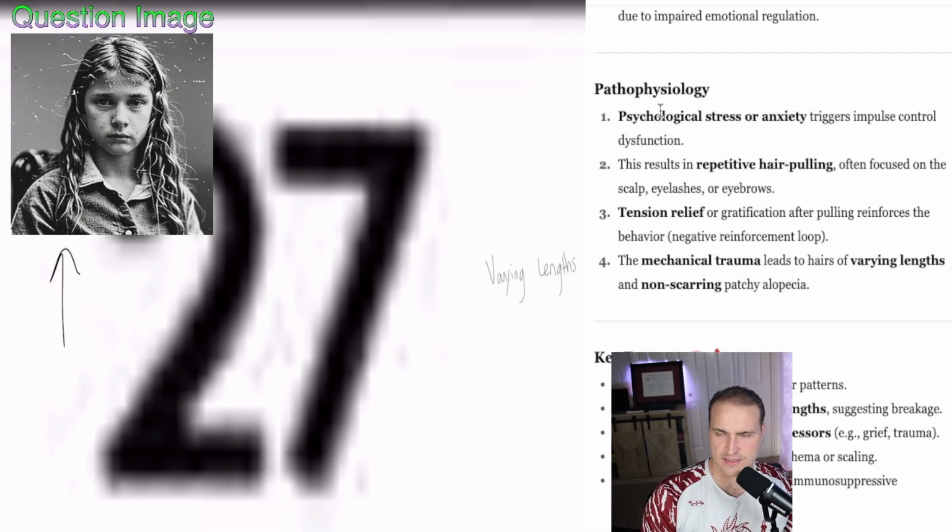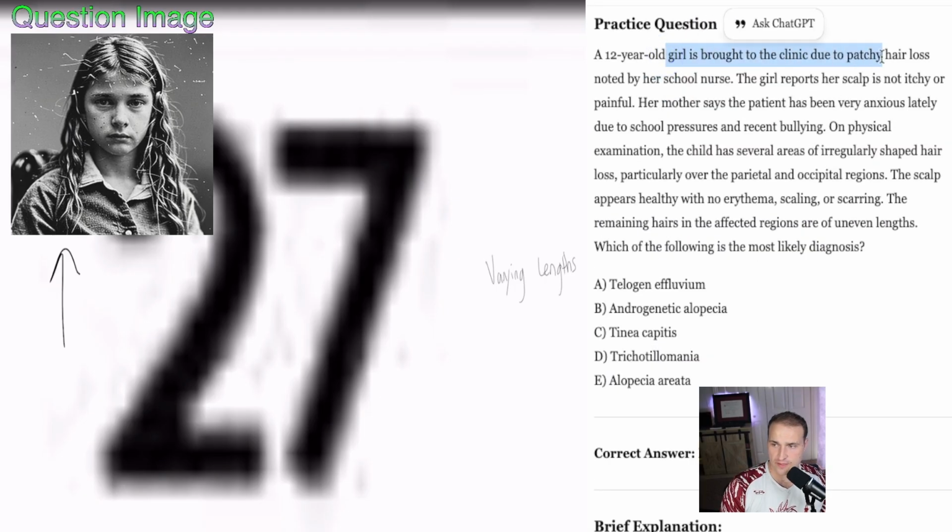And basically in this condition, we have physical stress and anxiety, repetitive hair pulling, tension relief. And so now how would this present in a question? Well, here we have a 12-year-old girl brought to a clinic due to patchy hair loss. And so you immediately know that it's going to be D. Irregular hair loss, broken hairs of different lengths, and also emotional distress, recent bullying, right? And this is an impulse control disorder.